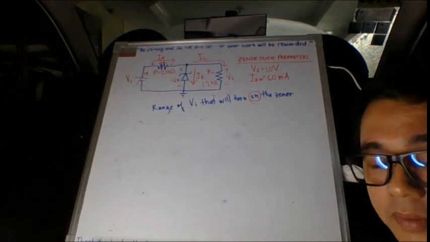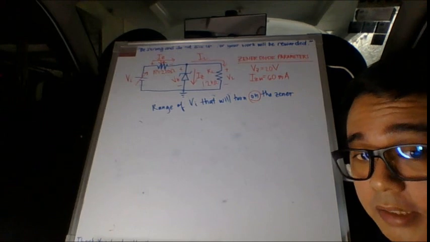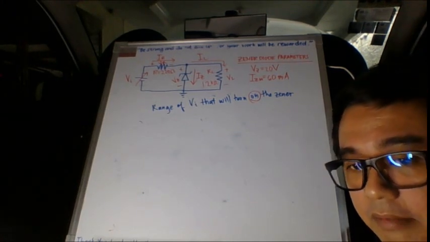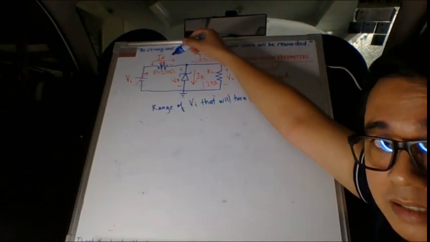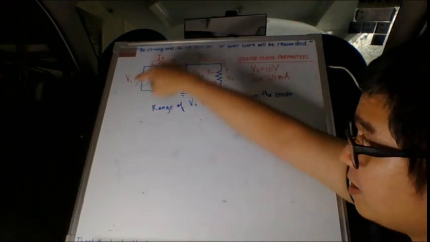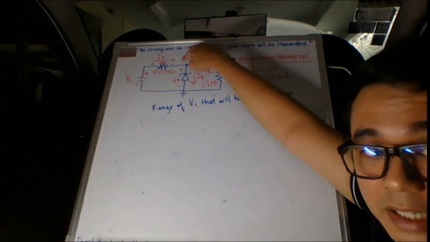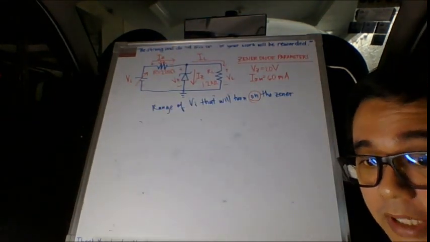Next, isolve naman natin si VI max or the maximum input voltage natin. Yung pinakamataas daw, ano ba yon? Before we can solve for that, kinakailangan masolve muna natin si IR max. Bakit? Kasi kapag maximum ang input voltage mo, maximum din yung kuryente na kaya niyang ibigay. Alright? I-set up natin yung equation natin.